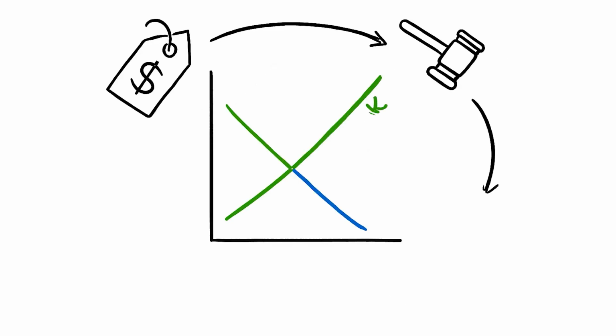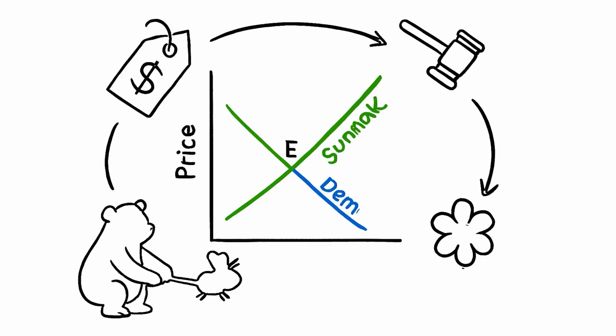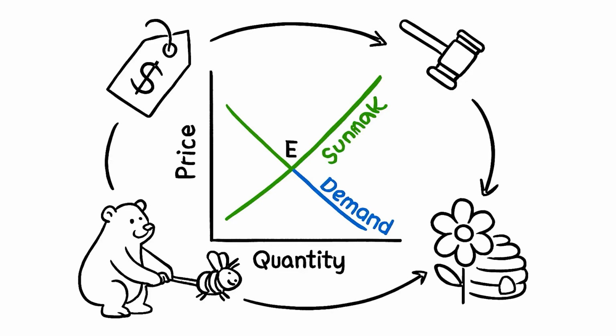So next time you see prices rise or fall, remember the forest. Supply and demand are pulling against each other, and equilibrium is the point at which they meet. It's the invisible force that keeps the economy moving.